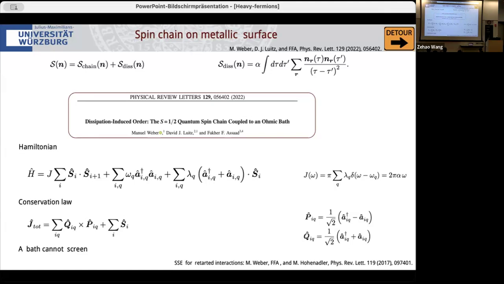This is done with stochastic series expansion with retarded interactions. Manuel Weber developed a beautiful code which can solve this problem very nicely. So I won't go there. This is not auxiliary field. That's all I want to tell you. And Manuel did the calculations.